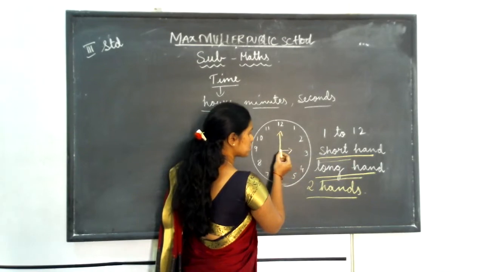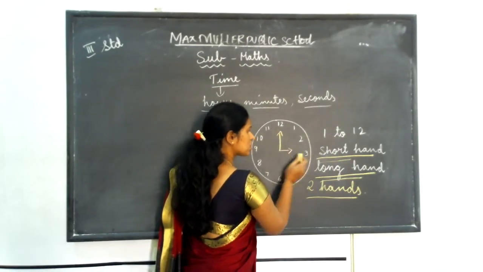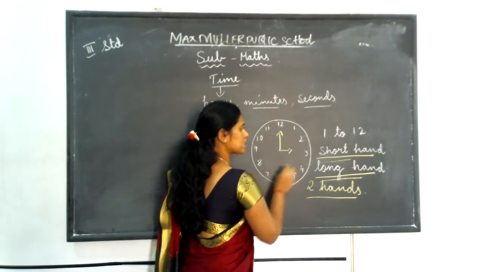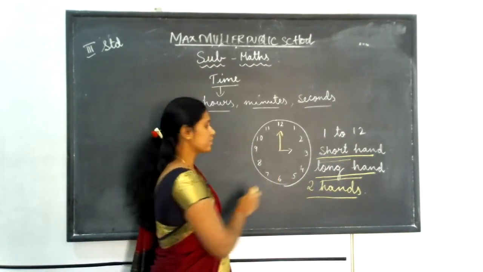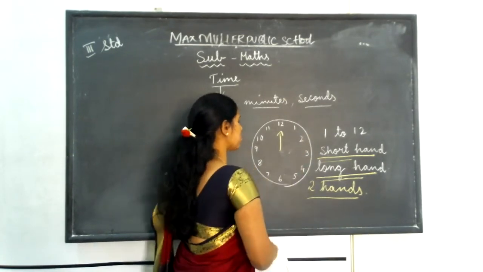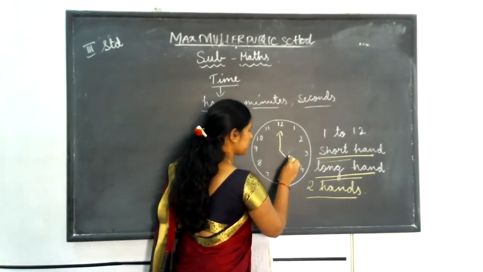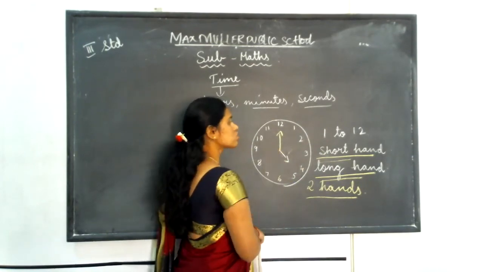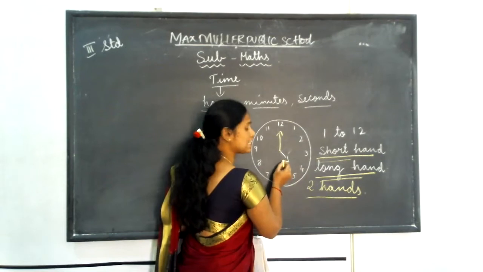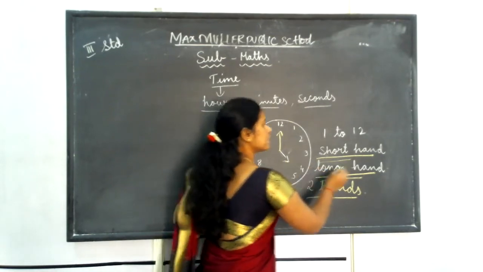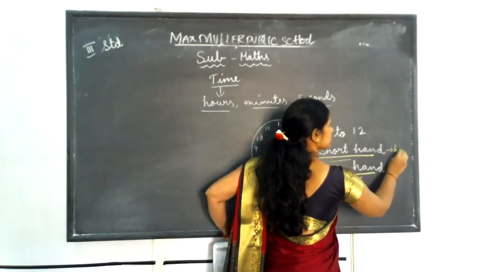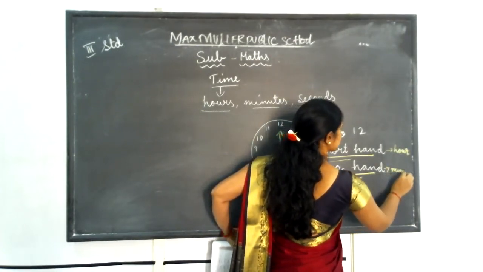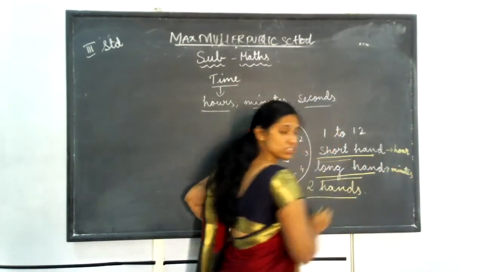If the short hand is showing 3 and the long hand is showing 12, what is the time now? 3 o'clock. Now slowly if it is coming to 4, what is the time now? It is 4 o'clock. So the short hand indicates the hour. The long hand indicates minutes. Understood, all of you?